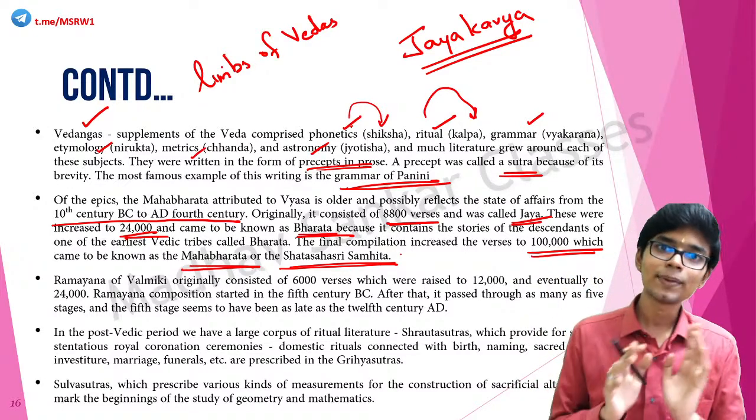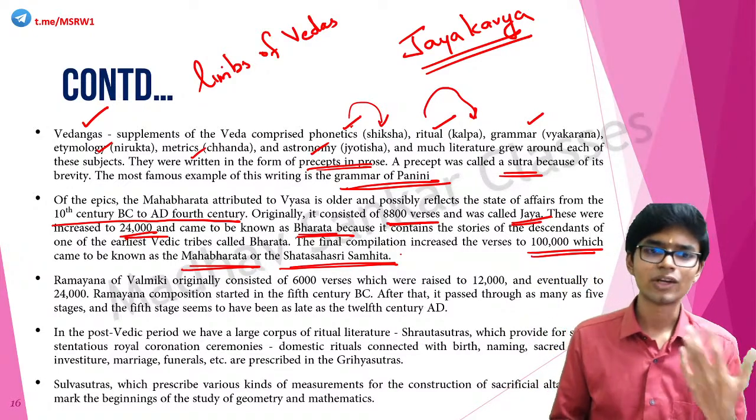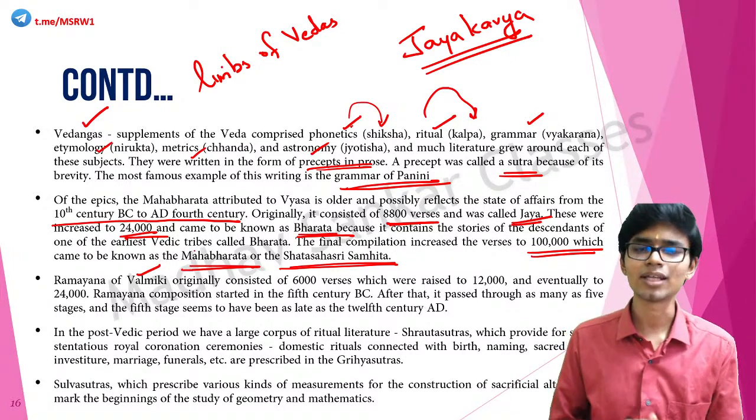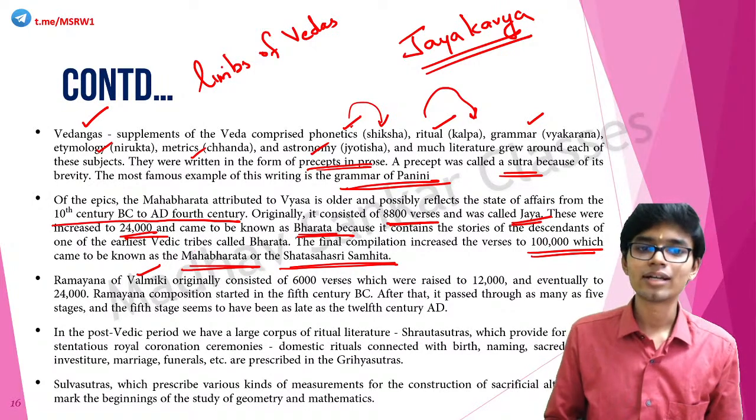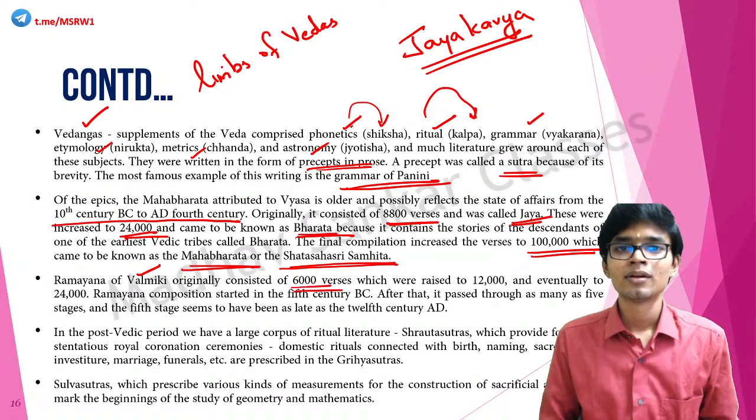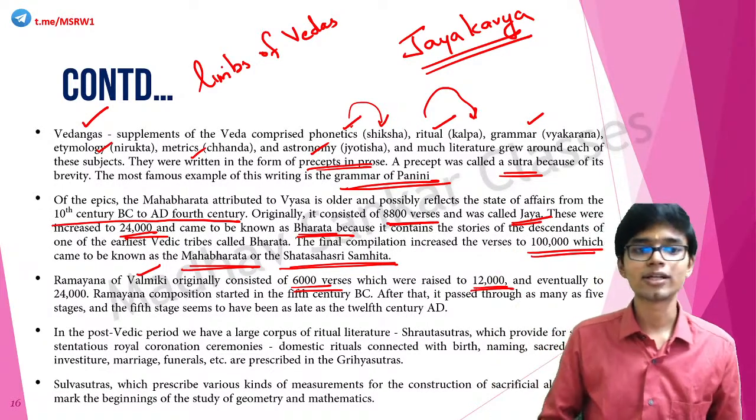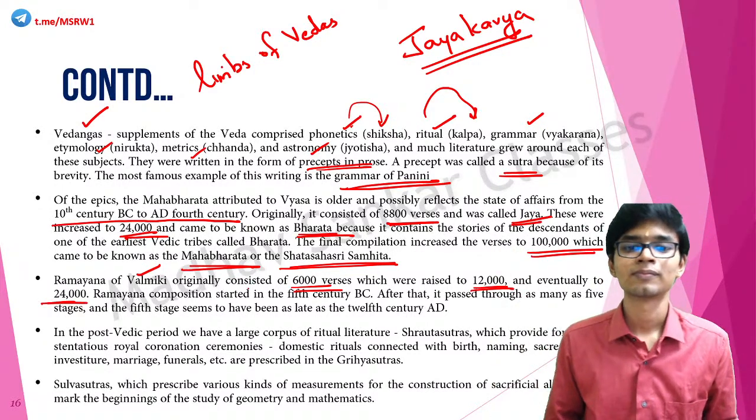Now, the other epic is Ramayana. Obviously, we all know that it was written by Valmiki, the original textbook. The first textbook was written by Valmiki, and the original textbook only contained 6,000 verses. But later it was revised to 12,000 verses, and eventually it was extrapolated into 24,000 verses.